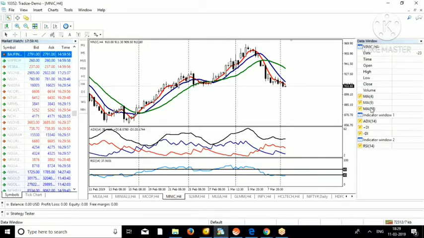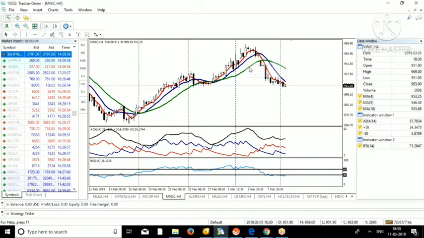So this MA is basically the moving average. This is the magical moving average combination for the commodity markets: moving average 4, moving average 9, and moving average 18. If you don't know moving average, some people already know, those who are into trading, I'll just explain in brief what actually is a moving average.